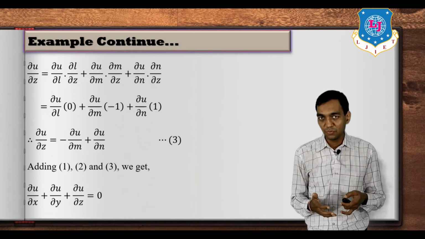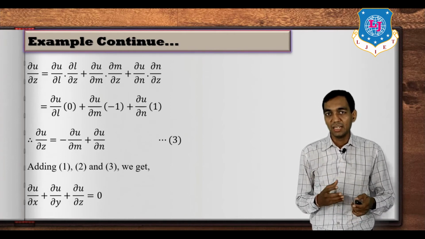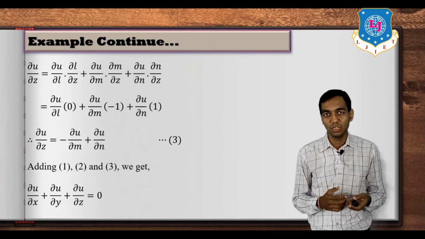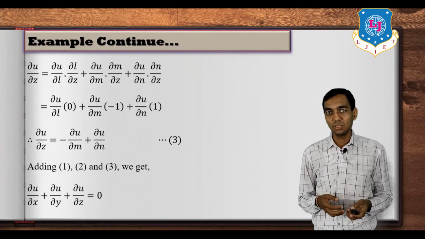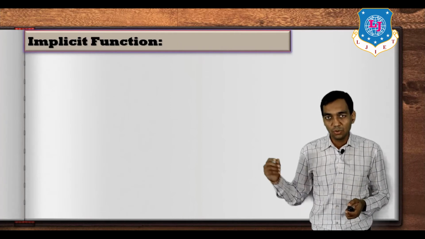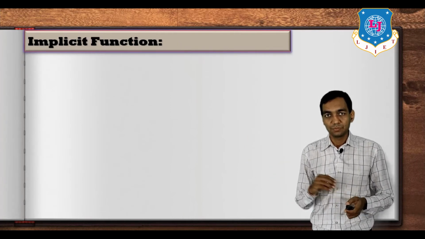So in such a case, first you have to assume something and then you have to make it in the form of chain rule, and then you have to find out the original derivatives they have asked. Now we are going on to the implicit function.